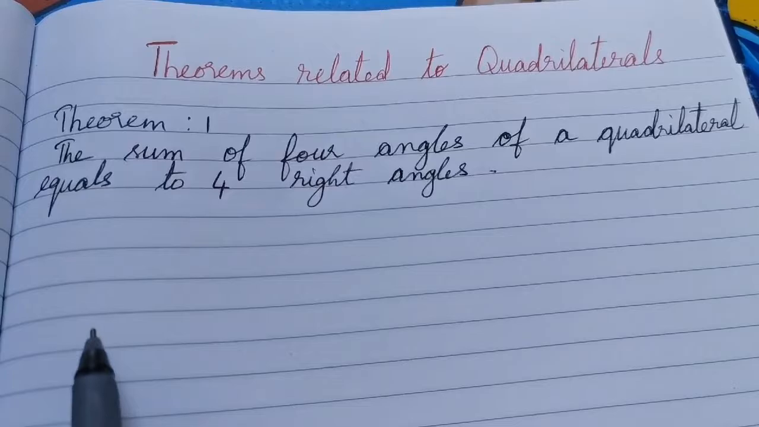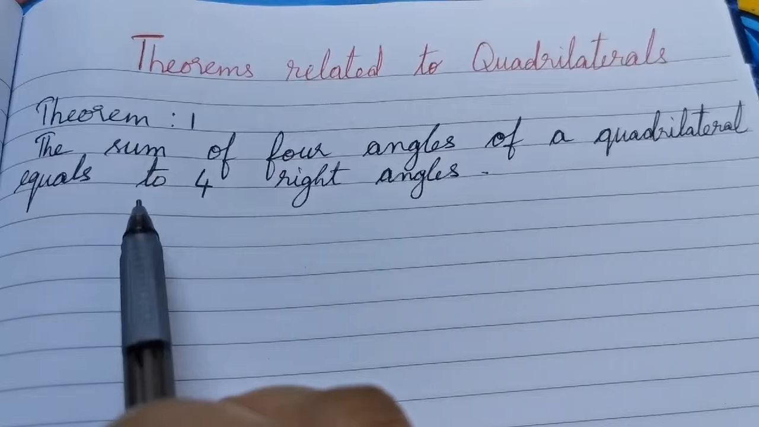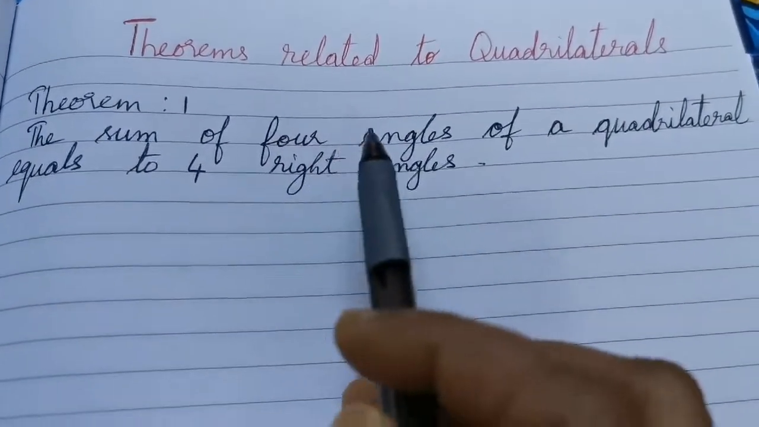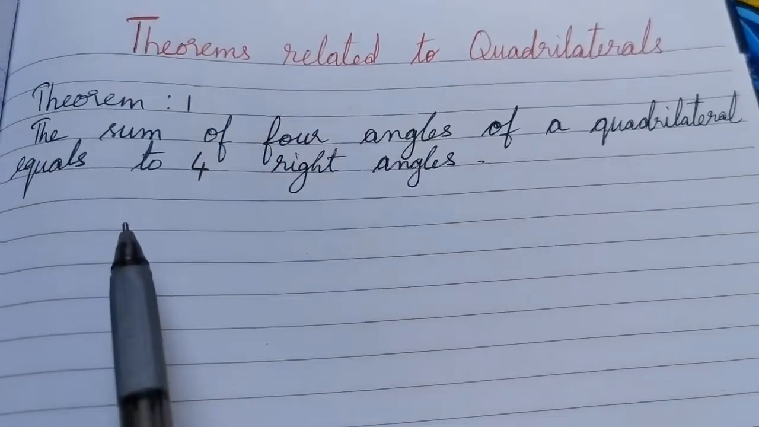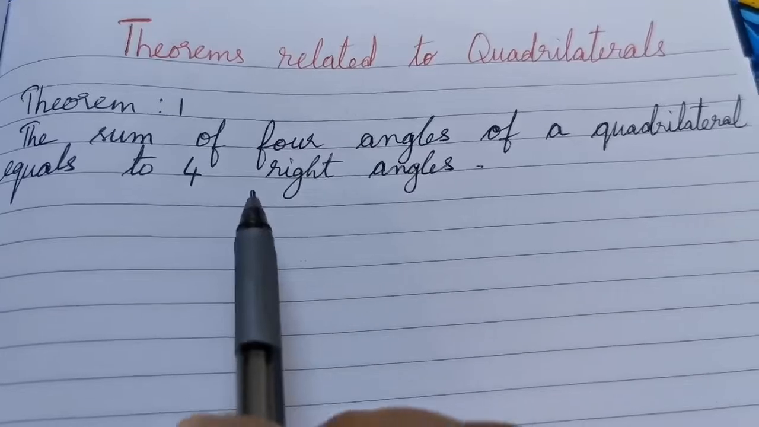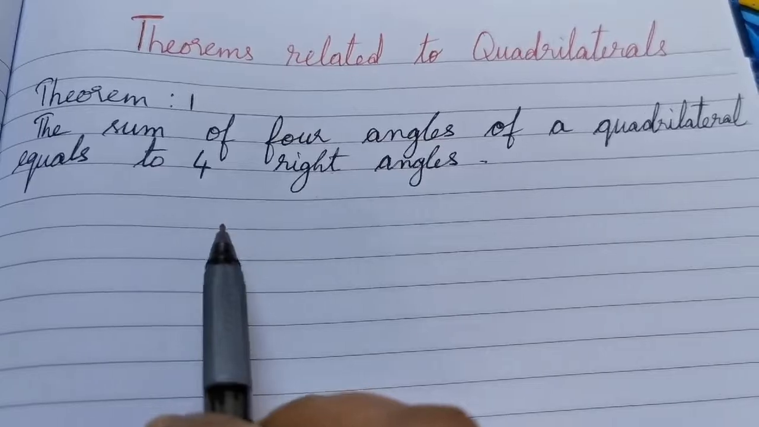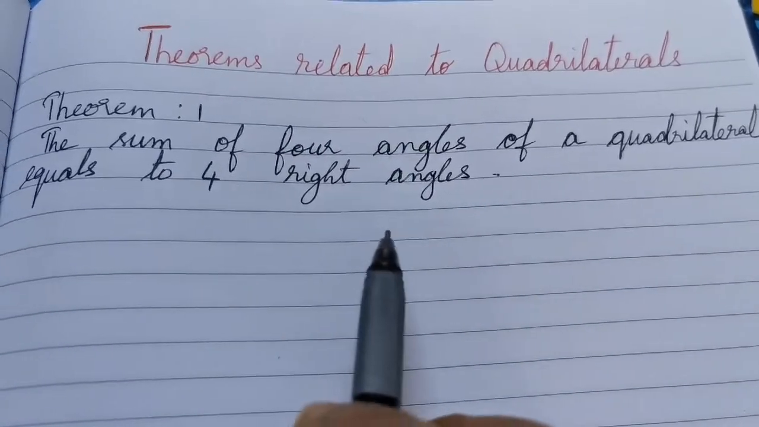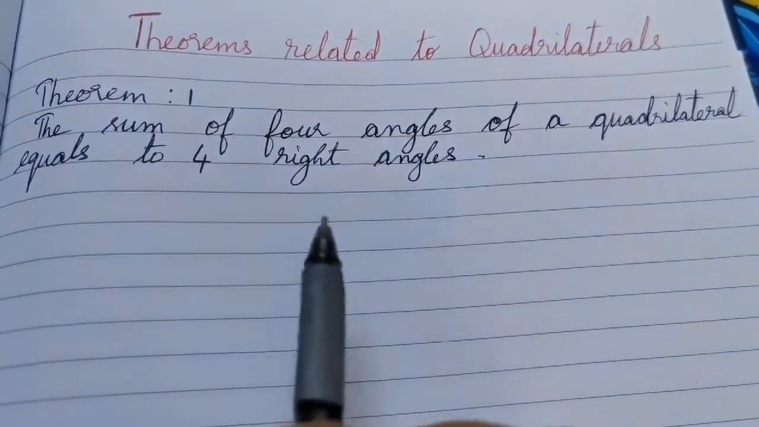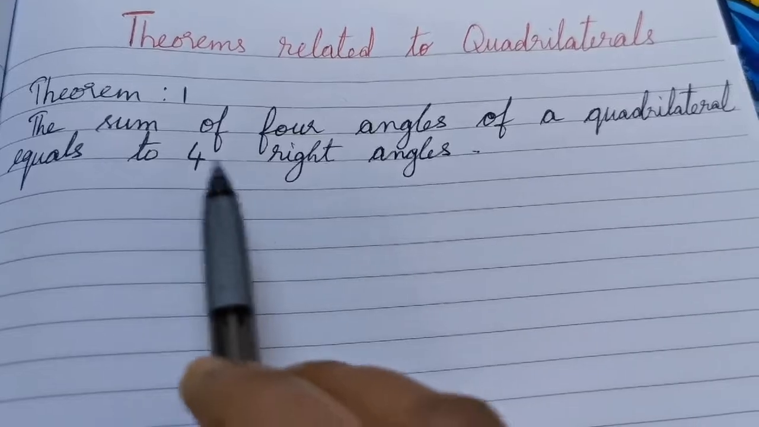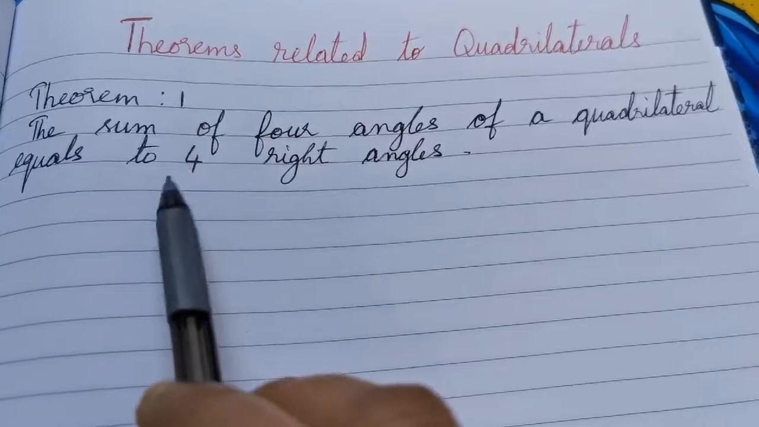Hello students, in today's video we will discuss one of the theorems related to quadrilaterals. There are many theorems related to quadrilaterals. In this video we will discuss one of them. There are many common properties of a quadrilateral. We have already discussed the properties of quadrilaterals and the properties of different types of quadrilaterals, but there are a few properties which are common to all quadrilaterals. One such theorem or one such property is mentioned in this theorem.